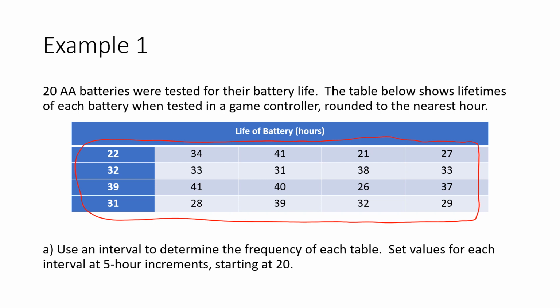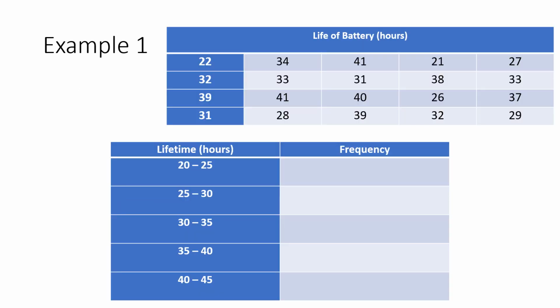Use an interval to determine the frequency of each interval. Set values for each interval at 5-hour increments, starting at 20. So starting at 20, I can count how many there are within each interval. For 20 to 25, I see 2. For 25 to 30, I have 4. For 30 to 35, there are 7. For 35 to 40, there are 5. For 40 to 45, there are 2.